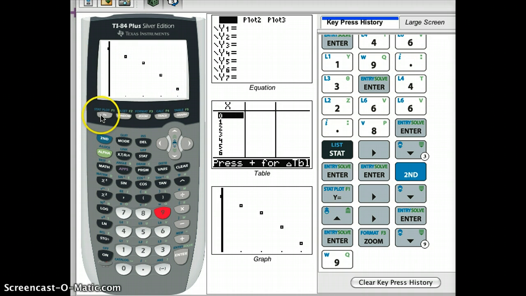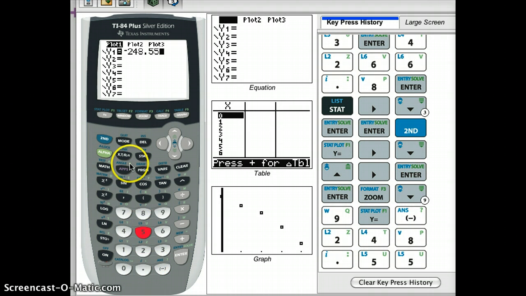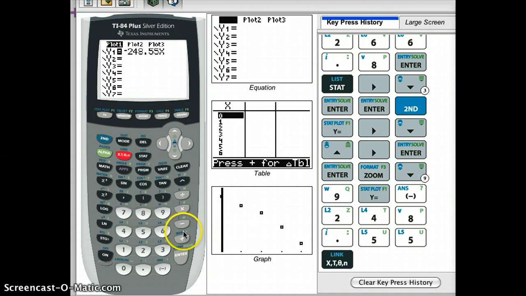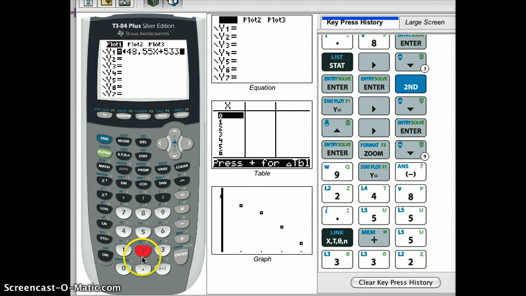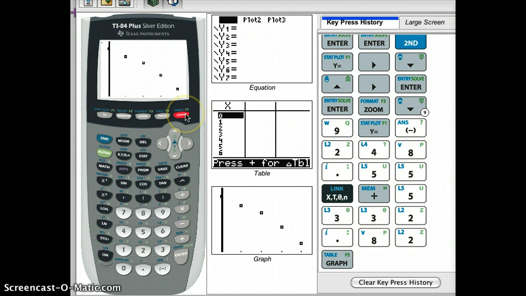And if I want to actually see how the line compares to that, I can type in my equation. There's other shortcuts to do, but I always forget them. So I'm going to actually type it in. Y equals negative 248.55x plus 5,332.82. And if I hit graph, I should hopefully see the line. And you can see it's quite close to the points. It looks pretty good. It's a good fit of that.